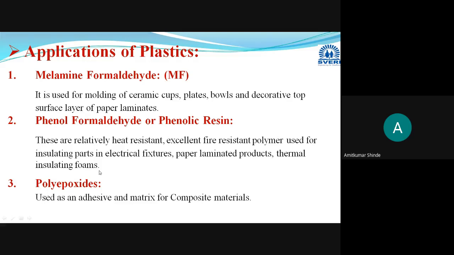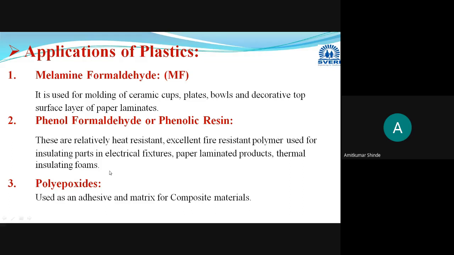Now, what are their applications? They are used as insulating materials. Suppose you are using some electrical equipment, in that it is used as an insulating material, or it is used in thermal insulating foams. And why is it used there? Because it has very high heat resistance and fire resistance capacity.